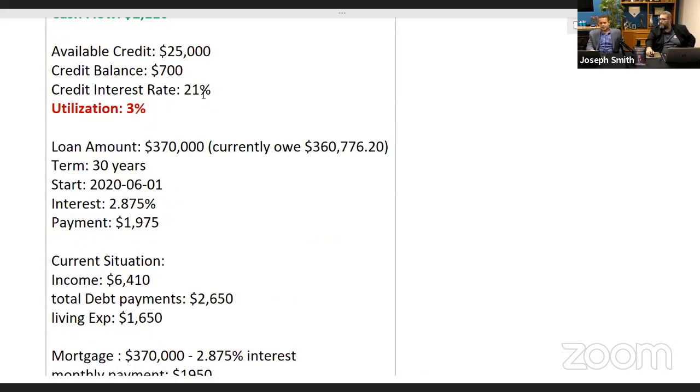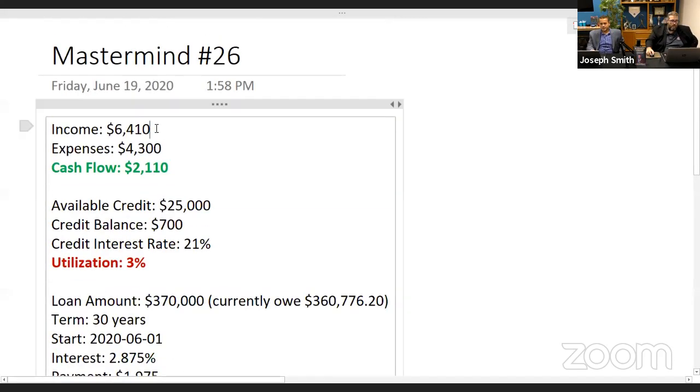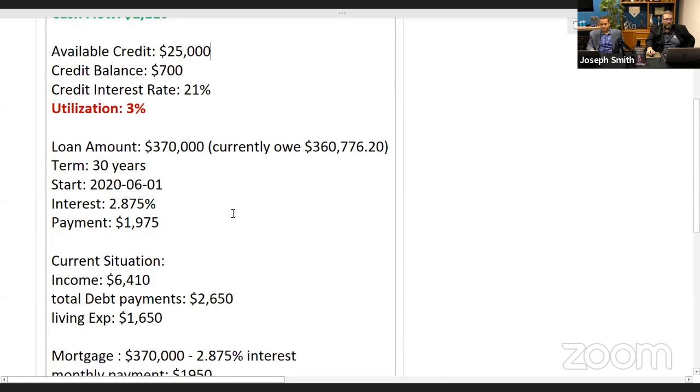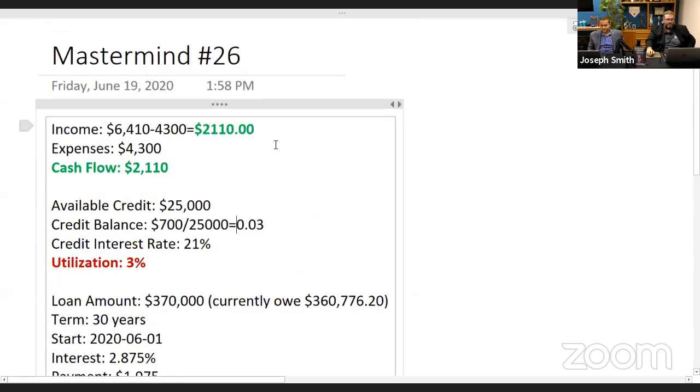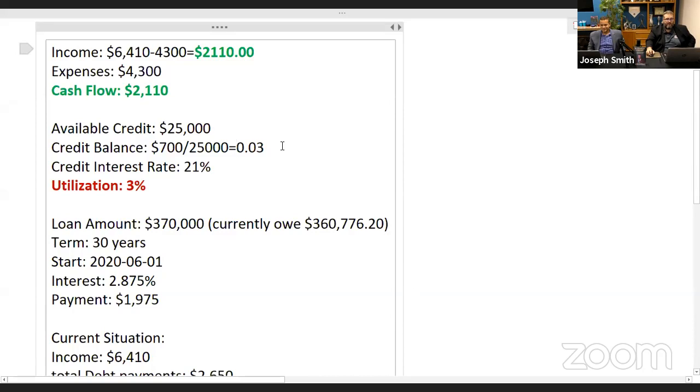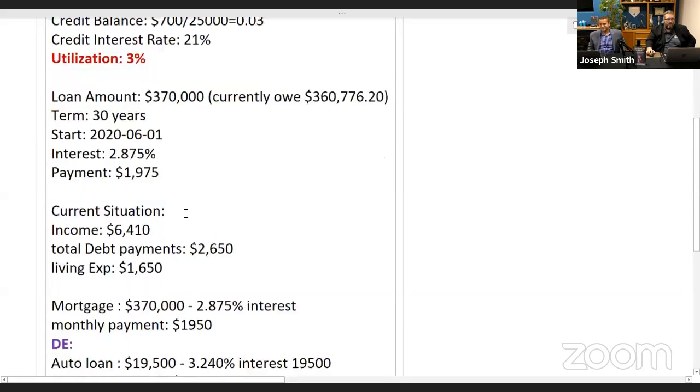For somebody that's like, wait, where did the cash flow come from? How did Raul know that? You just take the income, you subtract the expenses, and boom, that's where our cash flow came from. And utilization was calculated by taking the $700 and dividing that by the total amount in our credit line. That equaled 3%, how much of your available credit you are utilizing. That's rounded up. It's 2.8 exactly. So we know our utilization.